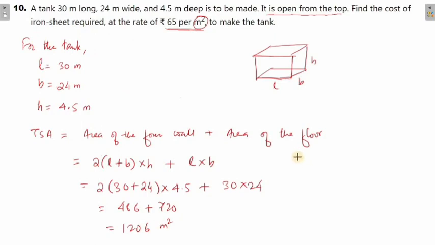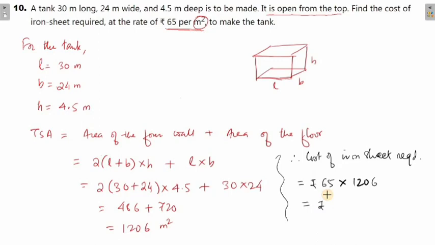Okay, so therefore the cost of iron sheet, that's what we need to find at last, isn't it? So the cost of iron sheet required will be equal to, now for 1 meter square you need to pay rupees 65, but we have got 1206 meter square, so that's why we will multiply 65 with 1206 in order to get your answer. Okay, so when you multiply with 65 you get rupees 78,390 to be the answer, right?